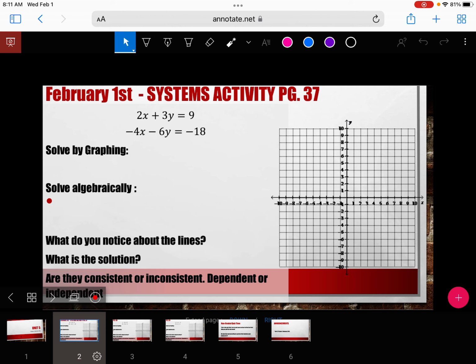So we can start either way. Like, it genuinely does not matter if you want to start with graphing or if you want to start algebraically. It's not the prettiest of equations for graphing. Like, they're both in standard form. They're not very pretty. But we can do it.